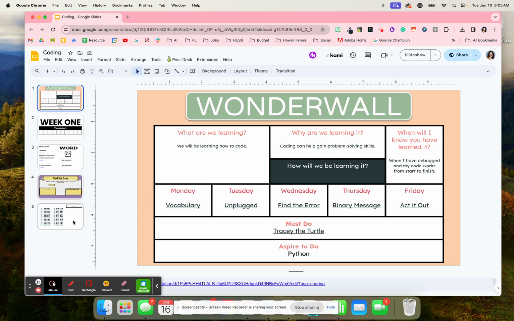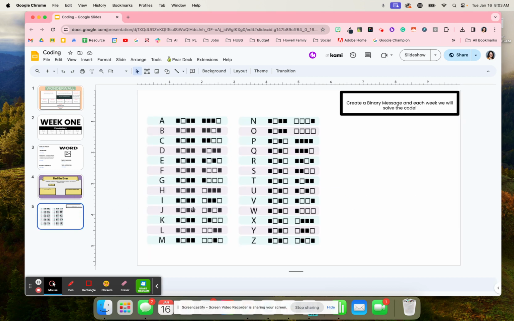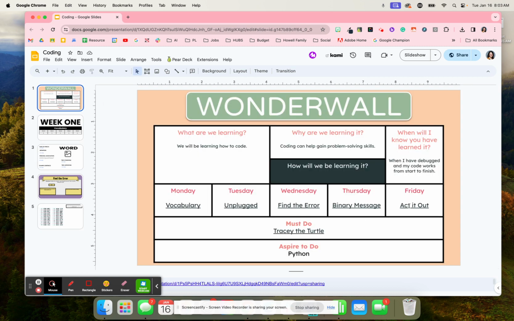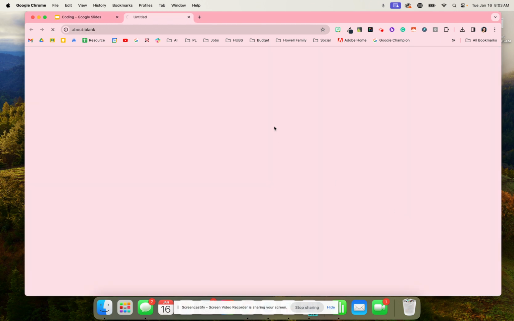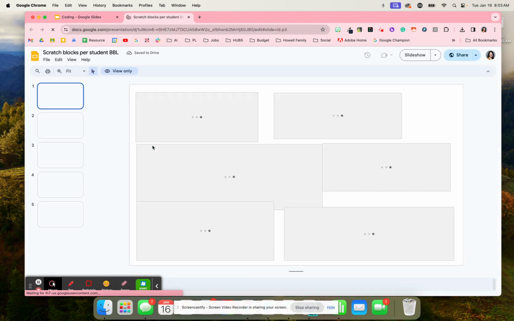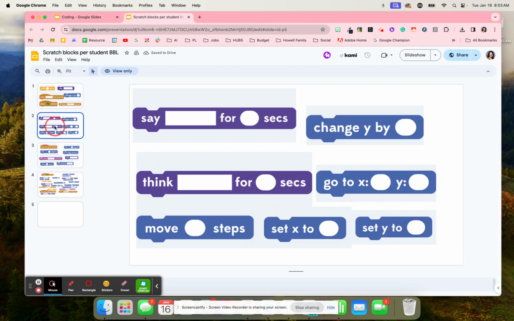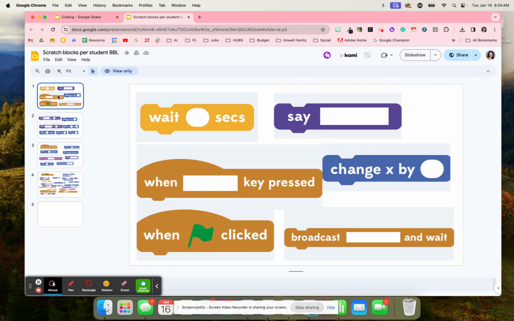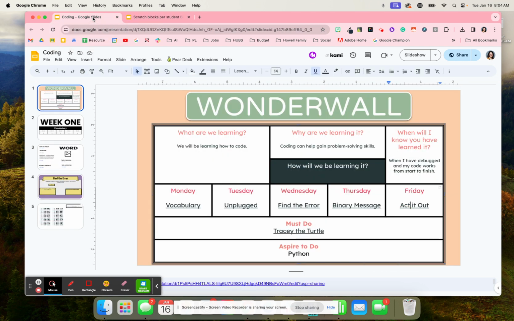On Thursday, there are these messages that students have to try to figure out and to solve the code each week with those different messages. And then on Friday, they're going to act it out. So here are just some fun Scratch blocks. And students are going to take these, lay them out, and then their partner will do the code for them. So they have to act out those different codes and make sure that they follow the directions.